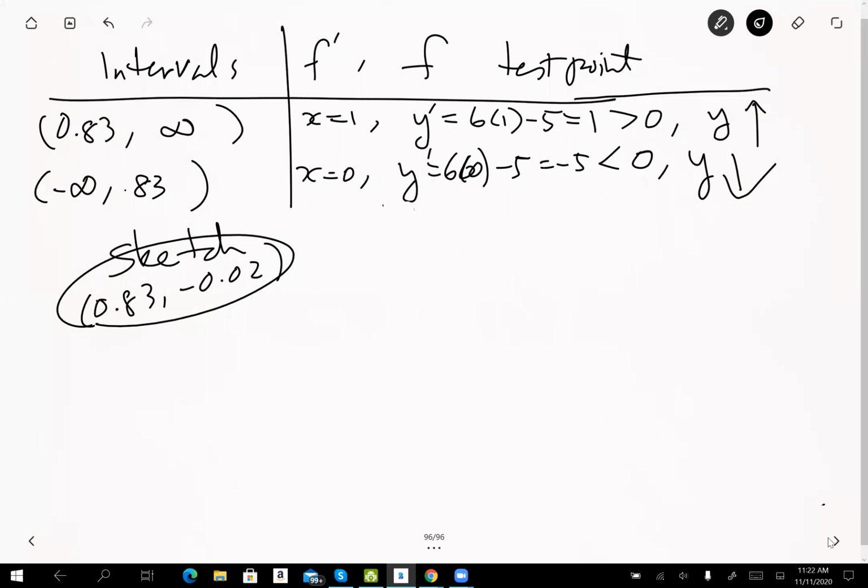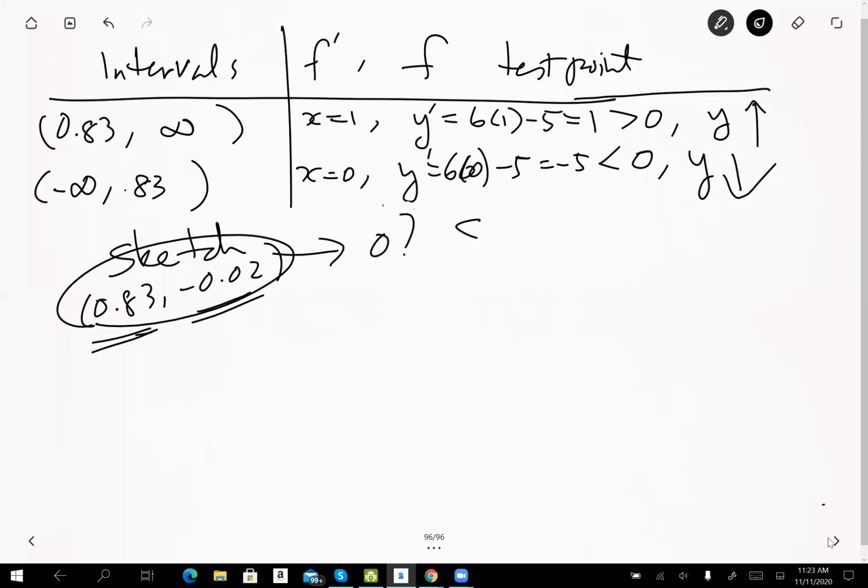To sketch our graph, the critical point is x = 0.83, and y is not negative 0.02. The critical point is here: x is 0.83, and the value of y is not 0. You know why it's not 0?